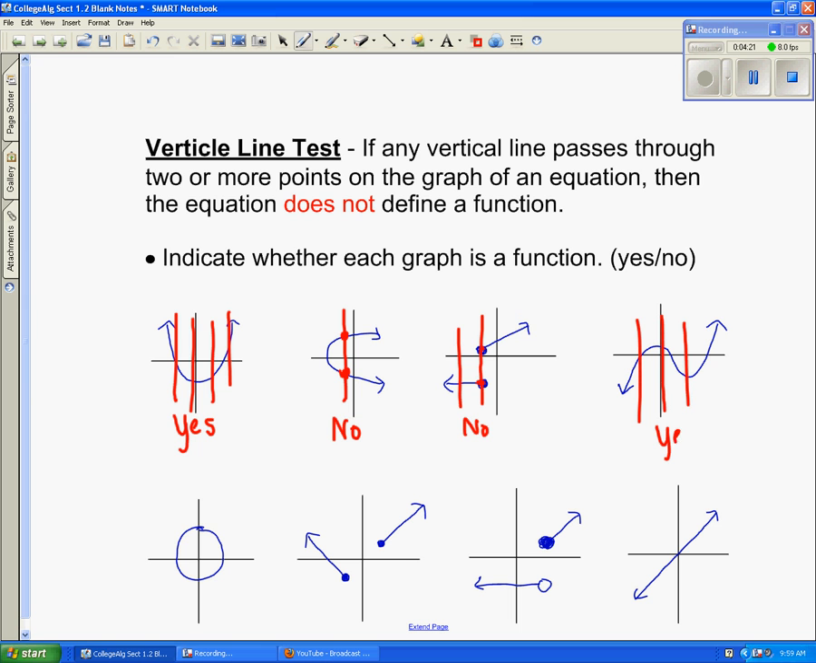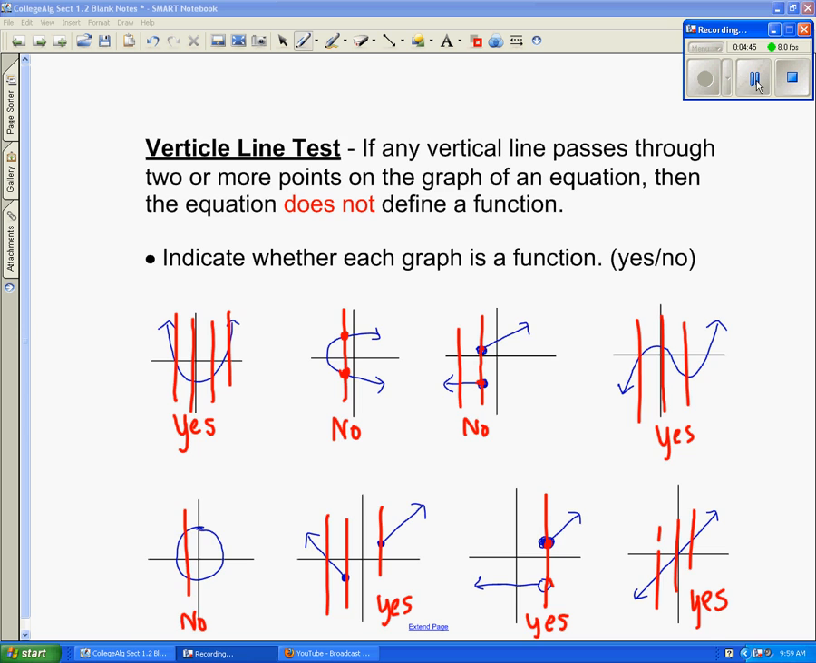This one is yes, it is a function. No, because it touches 2 points. Yes, it's only touching 1 point at a time. This one is a function because this blue part's included, but this open graph means it's not included. So yes, it's only touching 1 point, and yes, it's only touching 1 point. Those are fairly easy to determine.